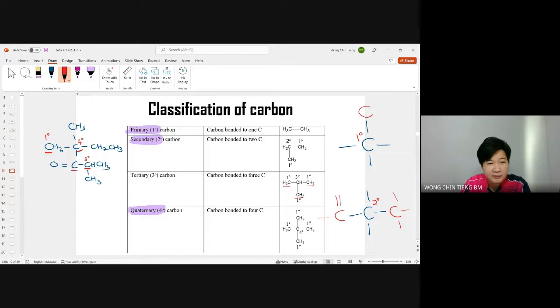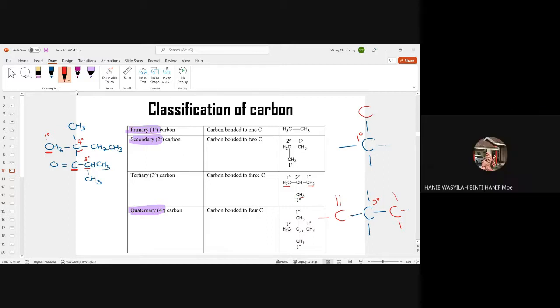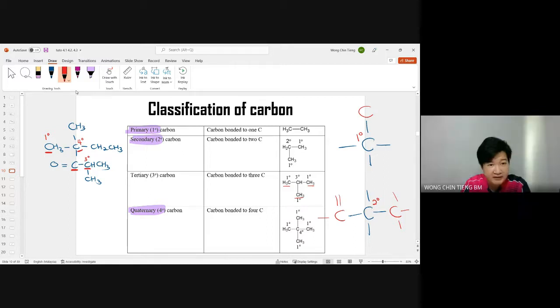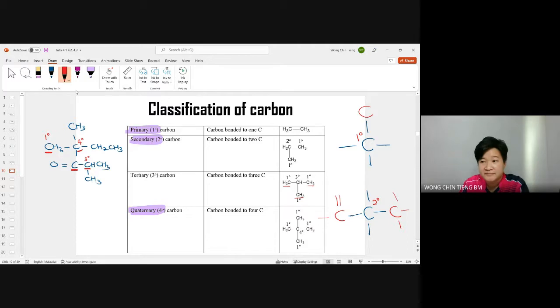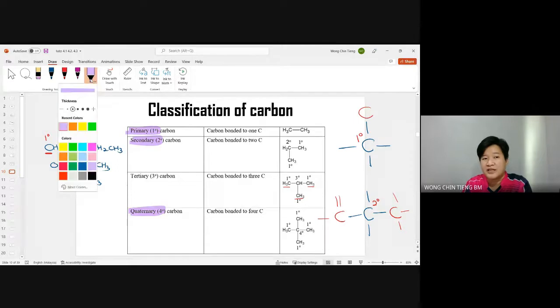This carbon? Secondary. Anybody else, do you agree? Secondary? It doesn't count. Why doesn't it count? Because of the double bond. Remember our first condition? It must hold four single bonds. So it cannot be classified. And from here, I want to move to the classification of hydrogen.